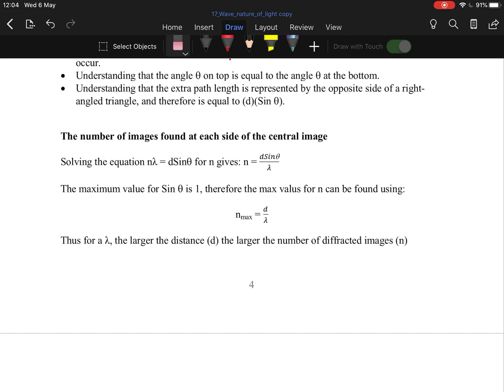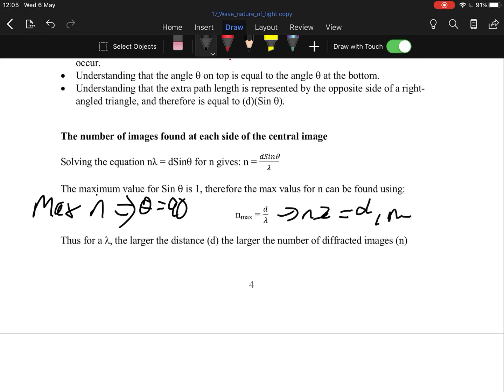So to get the maximum number of images, for max n, theta equals 90. You have to state that in the question. If they say, find the maximum number of images, you have to say, well, for n max, theta equals 90. Therefore, n max times lambda equals d, so n equals d over lambda. There you go.